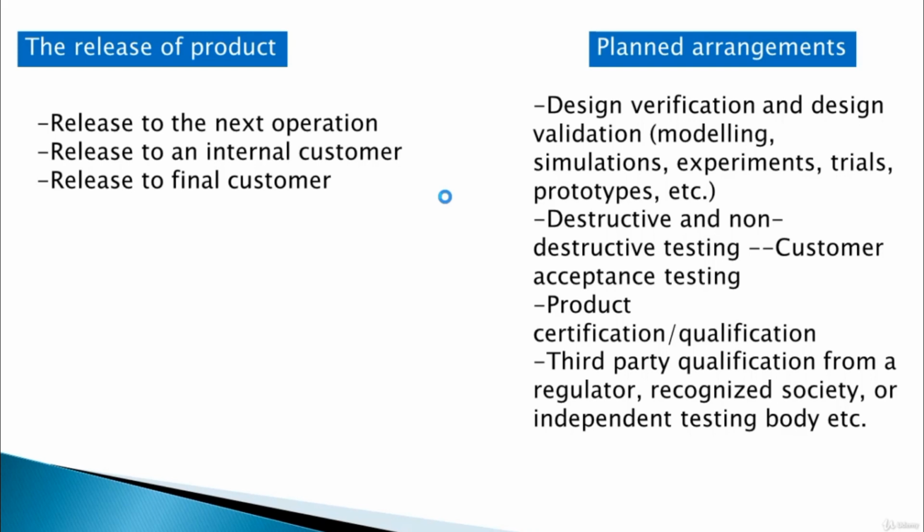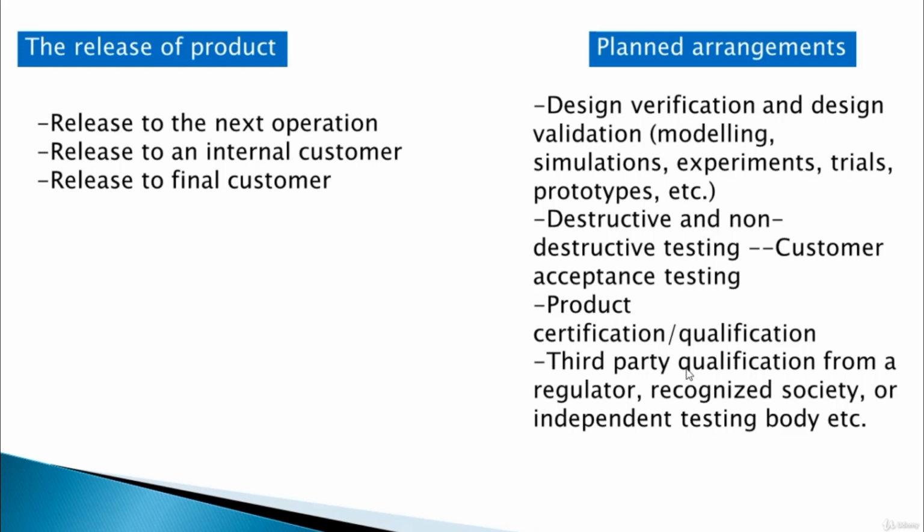When we say planned requirements or arrangement, and we've already talked about this before, we're talking about the design verification and design validation, like modeling, simulations, experiments, trials, prototypes, etc. We're talking about destructive and non-destructive testing, so customer acceptance testing. We're talking product certification, qualification. We're talking third-party qualification from a regulator, recognized society, or independent testing body, etc. So these are the planned arrangement steps or actions.